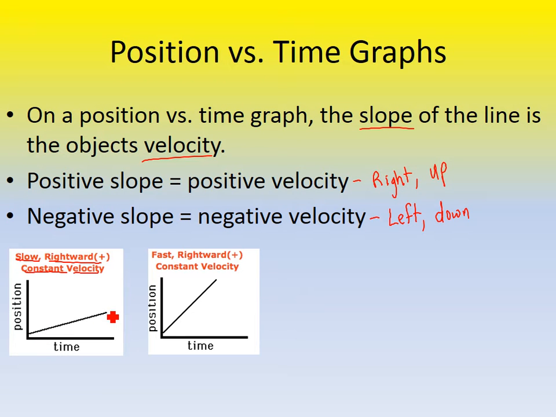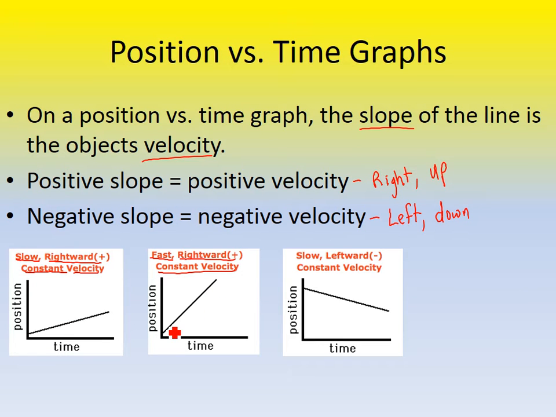Okay, if we're talking about something that's moving fast and going to the right at constant velocity, we're going to have a steeper slope. It's going fast. Again, it's still positive slope, so it's going to the right. But see how this one's a little steeper? The slope is greater, so it's going faster.